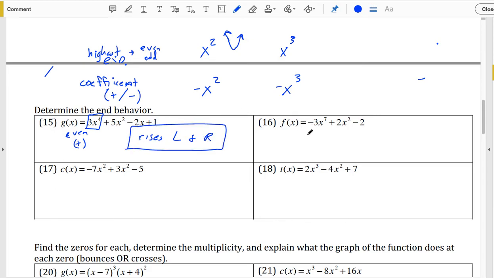All right, for this same one, number 16, look at my highest degree term. I see that the exponent is odd and the leading coefficient is negative. So I go out of the four of these, I go to the one that's odd and negative. And I remember that the odd and negative one, remember this is positive, it looks like that. So the odd and negative one looks like the opposite of that. So it rises left and falls right. So this one rises left and falls right.